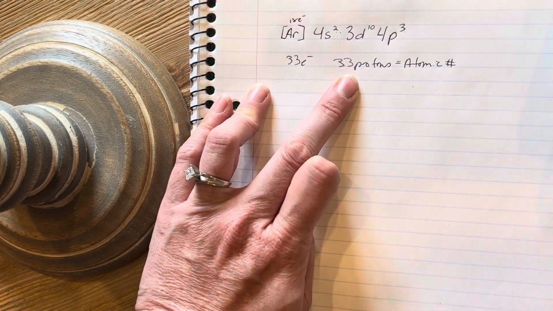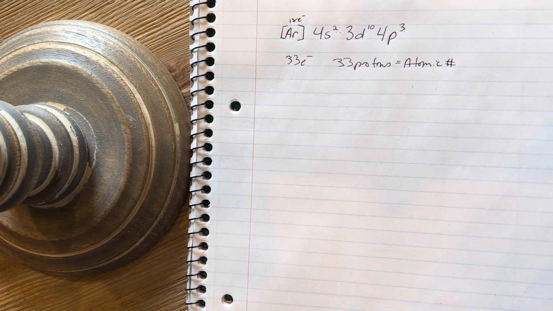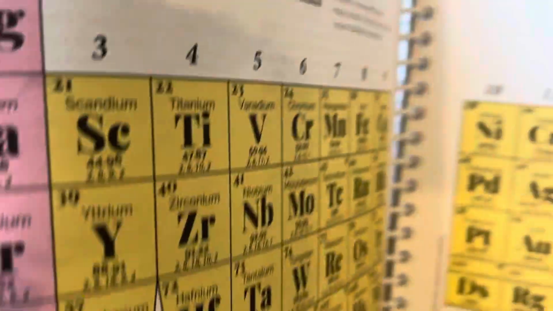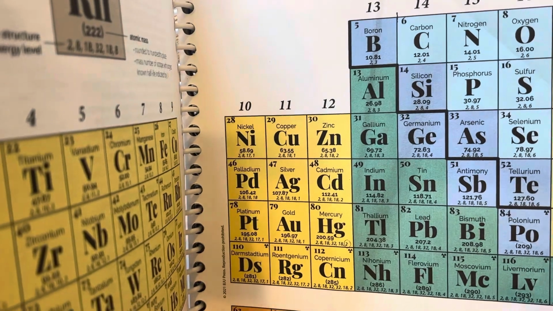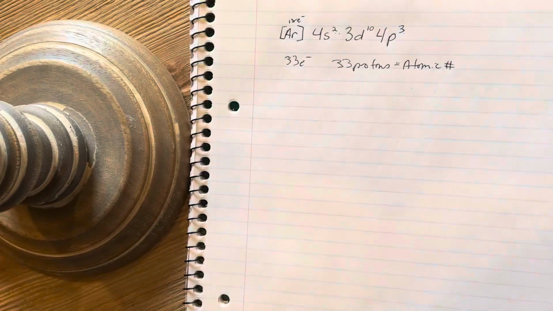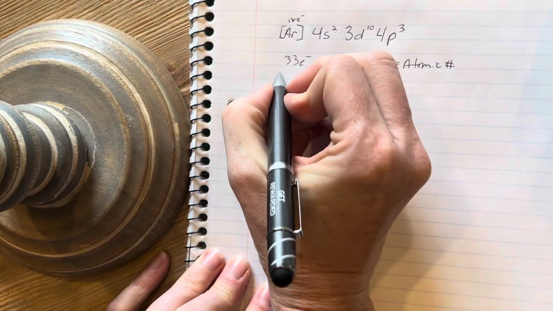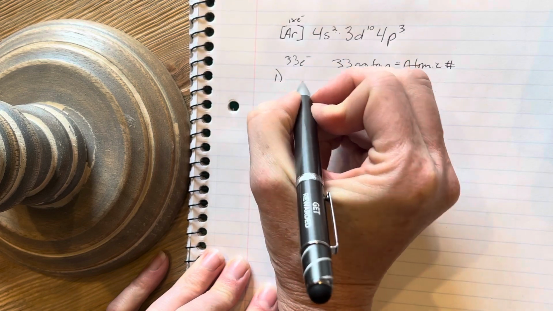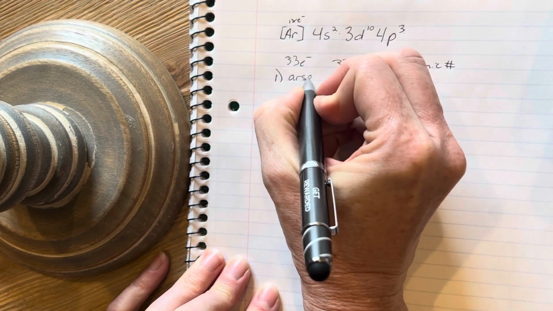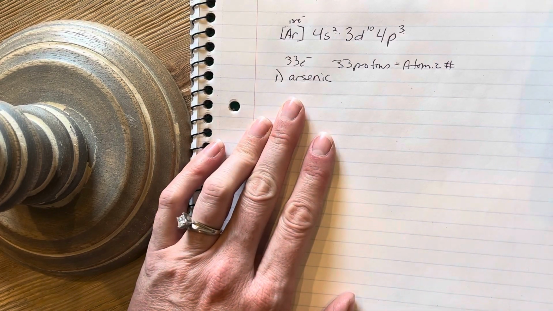and that is the atomic number. So I'm going to go back and look at my periodic table of elements and see which one is atomic number 33. Right, so looking here, I've got atomic number 33, I've got arsenic, okay? So the answer to the first part is arsenic. Okay.